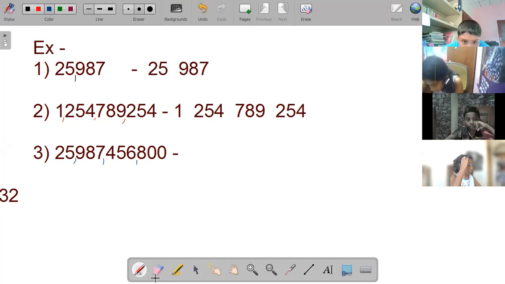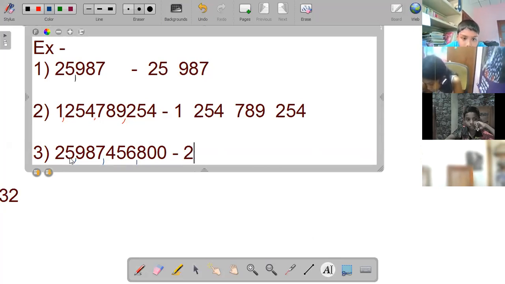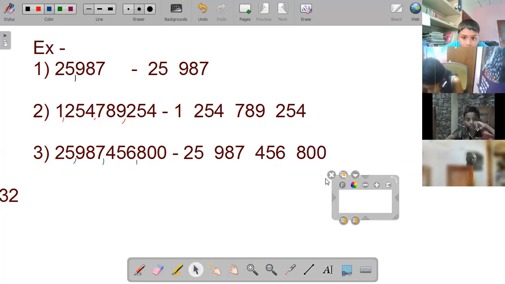This one, another group. How many periods? There are 4 periods, no? There are 4 periods. Okay, now I will write the answer, separating part. The first group, first period, 25. Second period, 987. Third period, 456. Last period, 800. That's the answer.